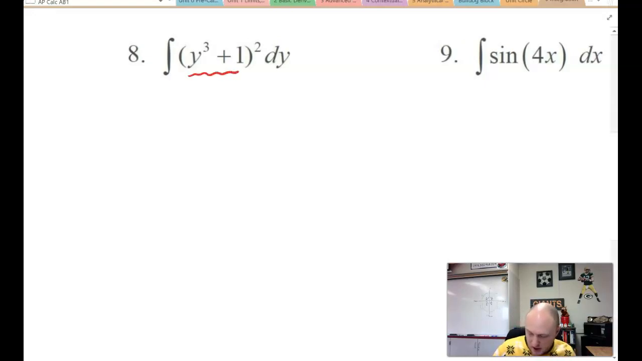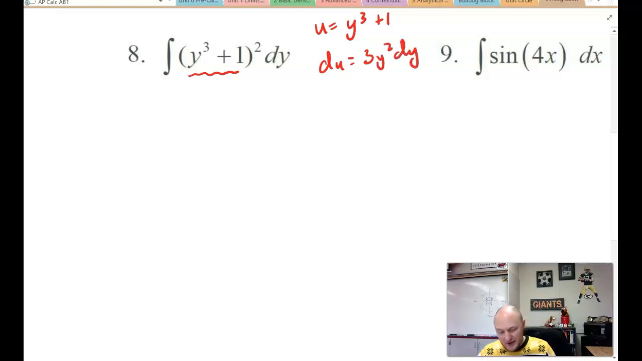Okay. Number 8 is kind of like, I mean, we can't do what we've been doing kind of situation. Why? Why can't we do it? Well, what if u is y cubed plus 1? The derivative of that would be 3y squared dy. And notice, in my function, I don't have any other y squared terms. I can't introduce variables. I can introduce multiples, but I can't introduce variables.